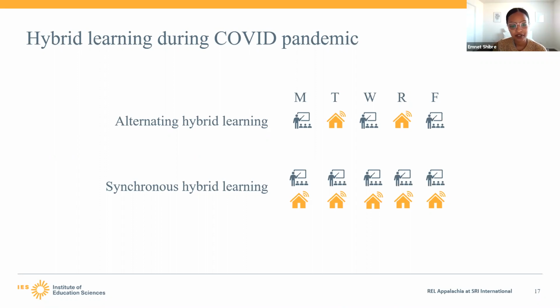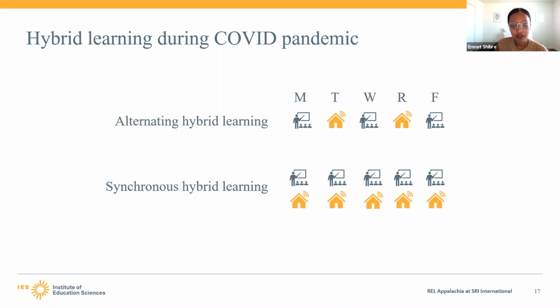So the 2 models that are prevalent are alternating hybrid learning and synchronous hybrid learning. In the alternating hybrid learning model, teachers are teaching either to in-person students or to remote students, depending on the day. Some schools have divided the groups into smaller groups, with each student group having different schedules. For example, group A may be in person on Monday and Tuesday, while group B is in person on Thursday and Friday, and then all students are working remotely on Wednesdays.